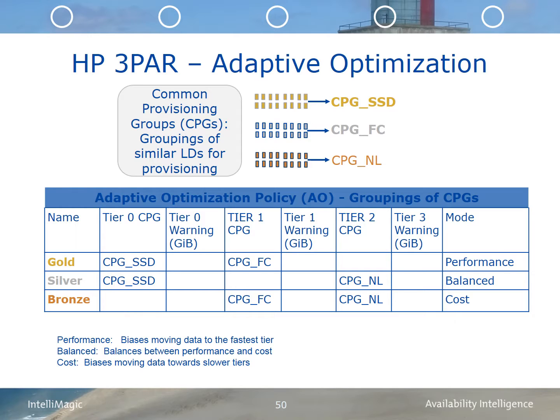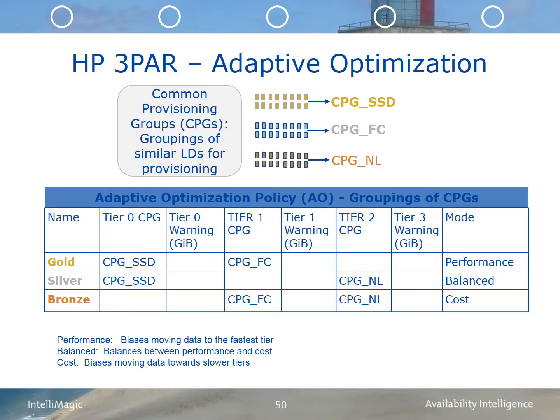And then let's look at an example where we have a bronze adaptive optimization policy, which consists only of the fiber channel and the nearline CPGs. And we set it to cost. And what it's going to try to do is to move as much as possible to the nearline CPG. This all happens under the covers. You're not really supposed to see what's happening, although they do give you some flexibility in terms of influencing the behaviors. And I described the modes there, the performance, the balance, and the cost.